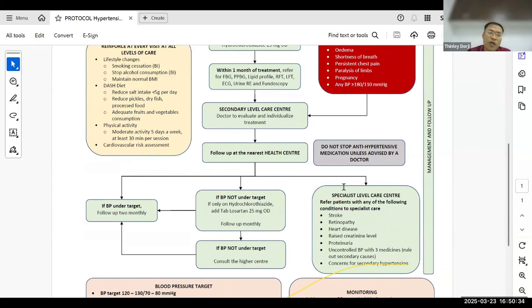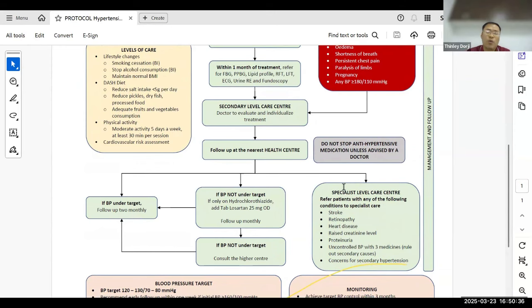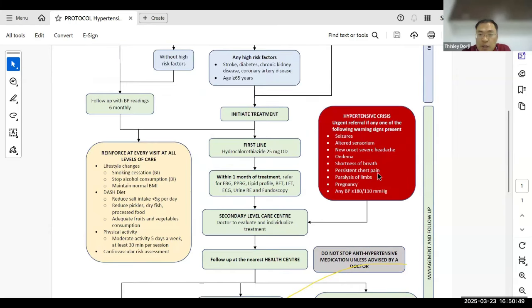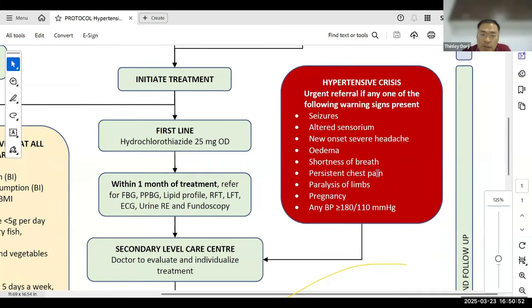So therefore, through this program, we have to pass the message that it is not always necessary to see a specialist for your hypertension or diabetes. Now, we are going to the red box here.